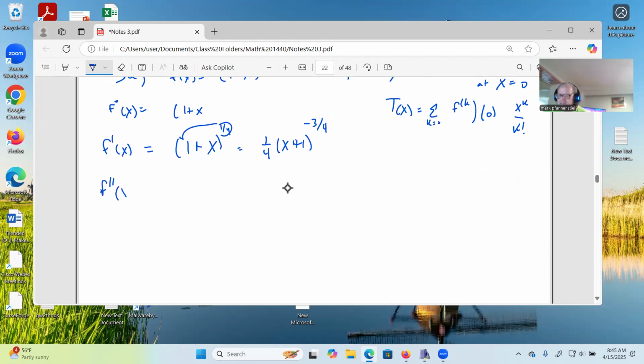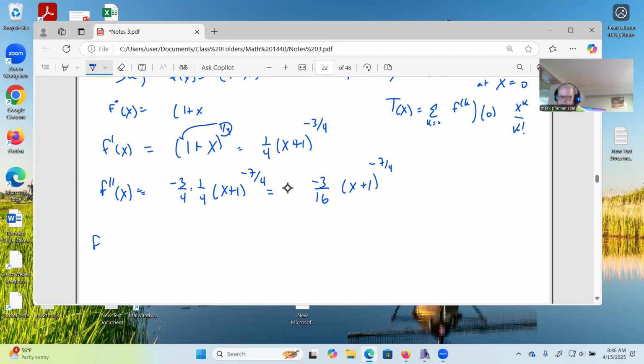Just going back to calculus 1 and taking some derivatives here. For f double prime, this negative 3/4 comes down in front times 1/4 times x plus 1, and then we're going to say negative 3/4 minus 1. So it looks like we're going to get minus 7/4. Let's clean this up a little bit. So this is negative 3 over 16 times x plus 1 raised to the negative 7 over 4.